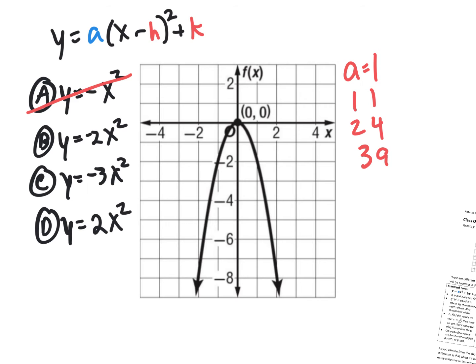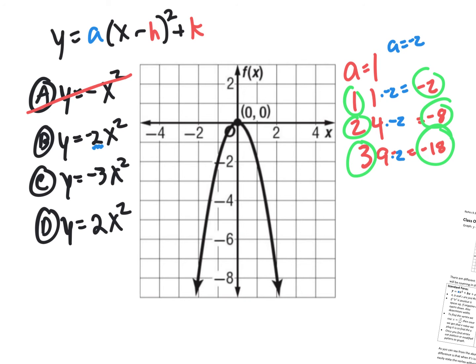When you look at option B, it has that new A value of negative 2. You could multiply the outputs by negative 2, and it will give you the new pattern 1, negative 2, 2, negative 8, and 3, negative 18 if you're multiplying all those outputs by negative 2. So here's your new pattern, 1, negative 2, 2, negative 8, 3, negative 18.